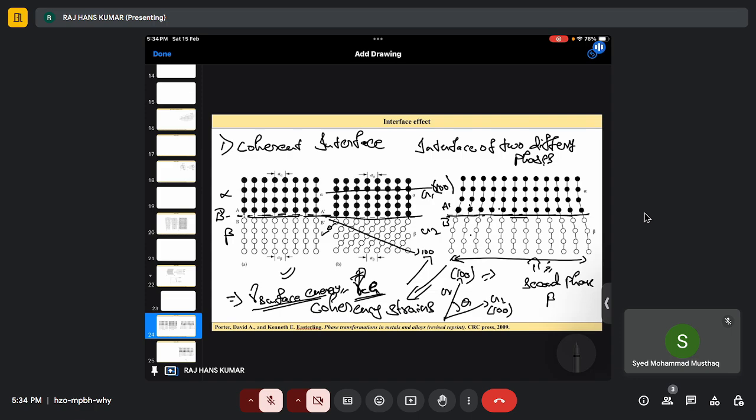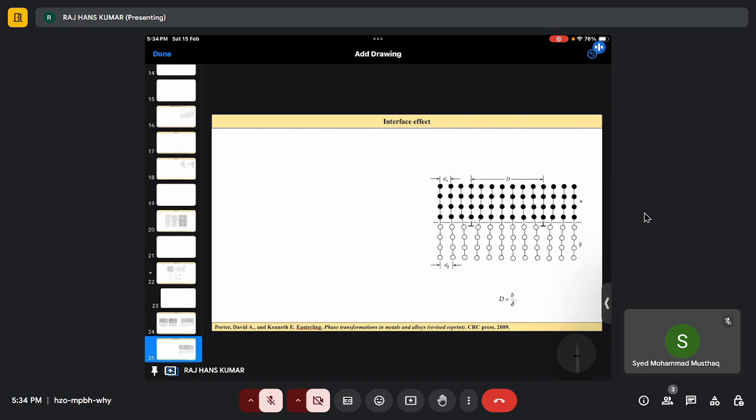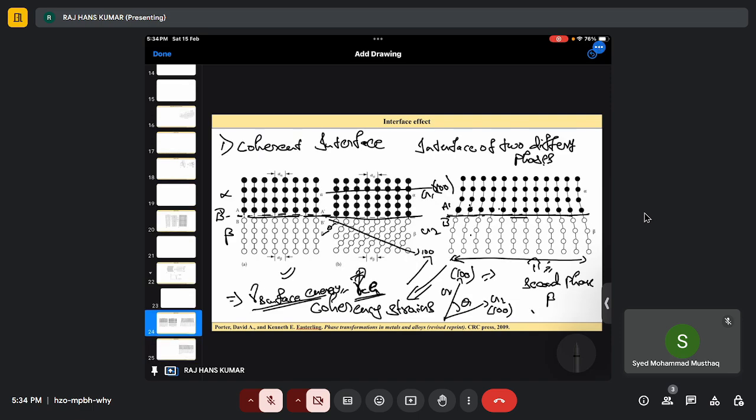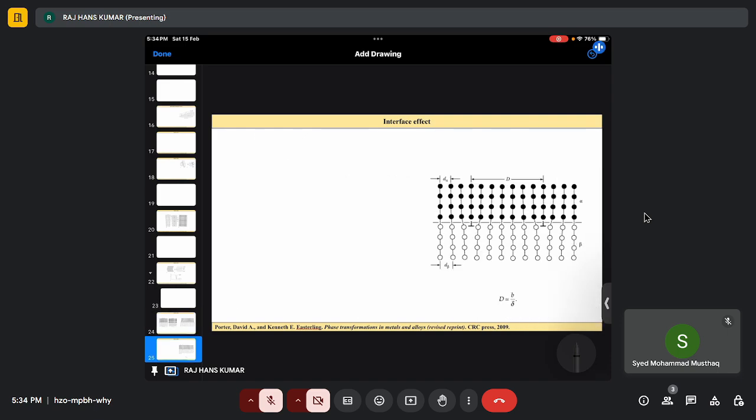So we can calculate it here itself. Gamma total will be equal to gamma surface free energy plus gamma chemical free energy, right? Now this is our coherent interface. Now the second one is semi-coherent.